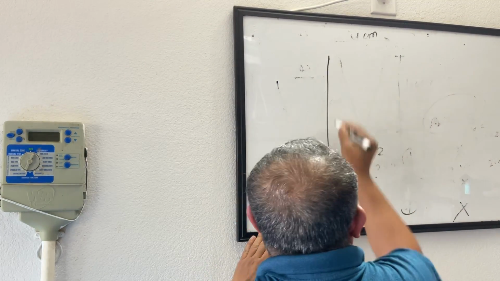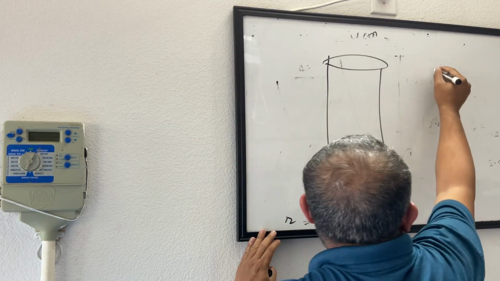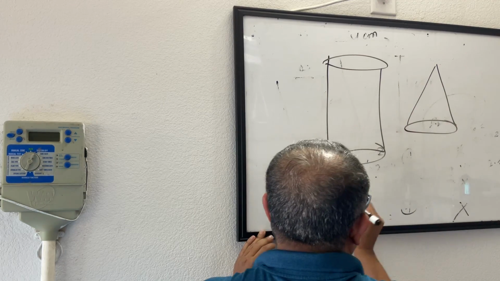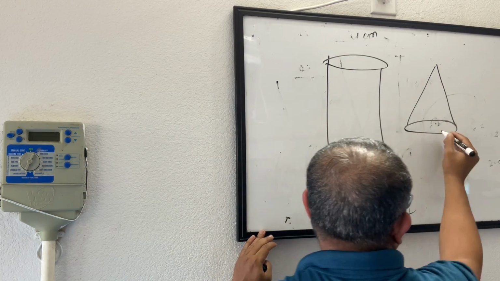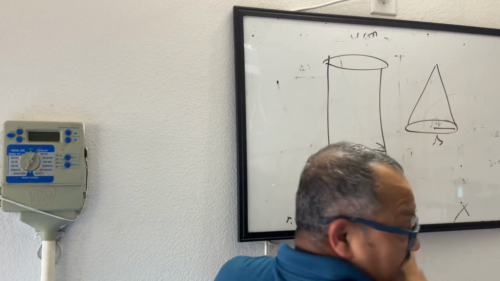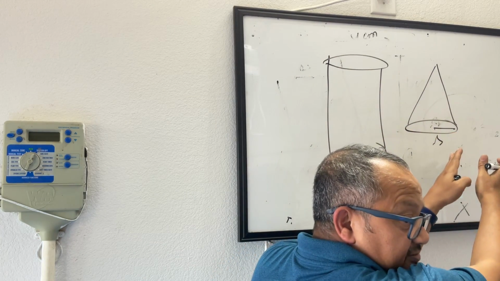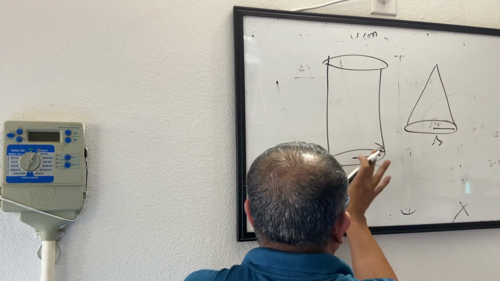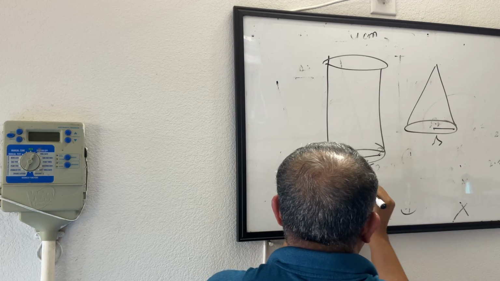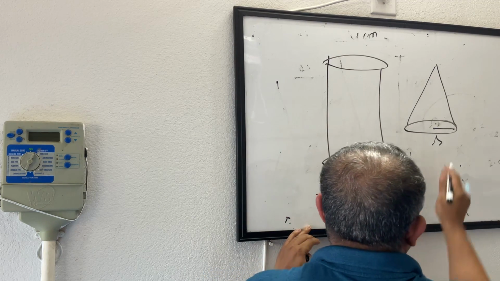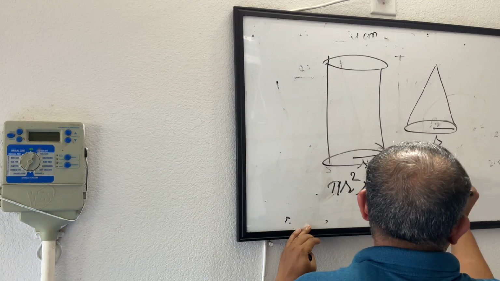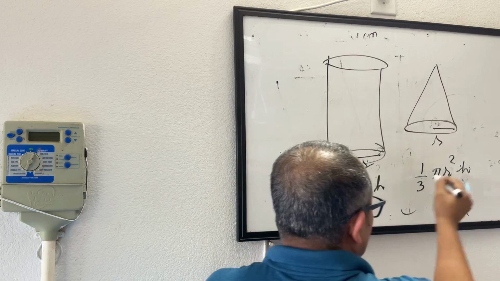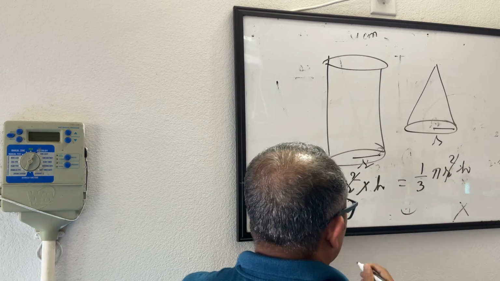So here's the thing. This is the cylinder. This is the cone. It says both have the same volume. What is the volume of this guy? It says volume and radius are the same. Volume is also the same. What is the volume for this guy? This is pi r square into h. Here what is the volume? 1 by 3 pi r square h. It says radii are the same, so both are the same. I don't have to worry about it.